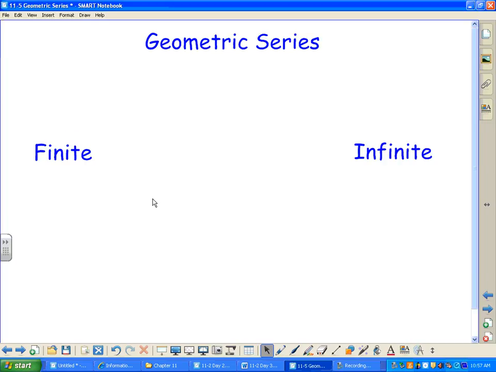So today what we're going to start looking at are the geometric series. Now the geometric series are really pretty interesting. First of all, with geometric series, what do you suppose a geometric series is?